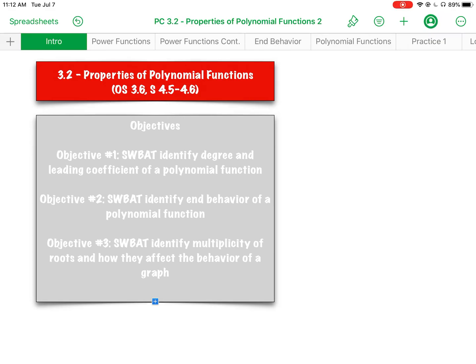All right, in this video, we are beginning section 3.2, and we're going to focus on some different properties of polynomial functions. I'll do two videos for this section. This one's going to focus primarily on the end behavior of a polynomial function.